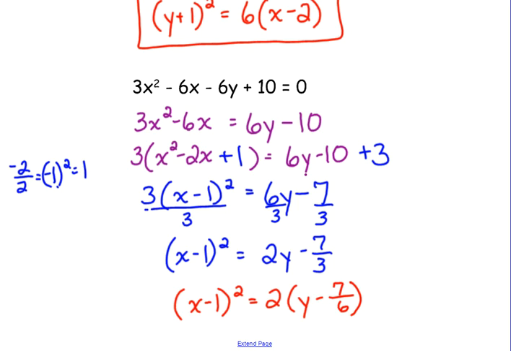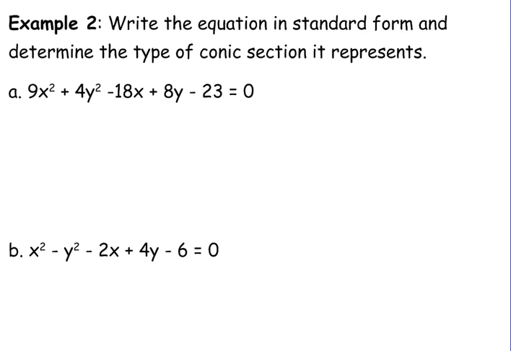Okay, let's look at a couple more, all mixed up. So we've got to figure out which conic section it represents. For example A, which conic section can we automatically eliminate? A parabola, because we've got x squared and y squared. So it's definitely not a parabola. It's one of the other 3, and I really can't tell right at this moment which one it is, but I know it's one of the 3.